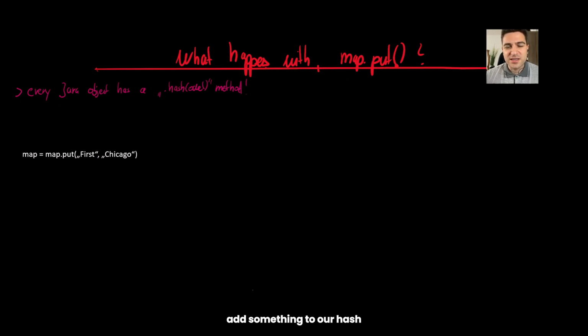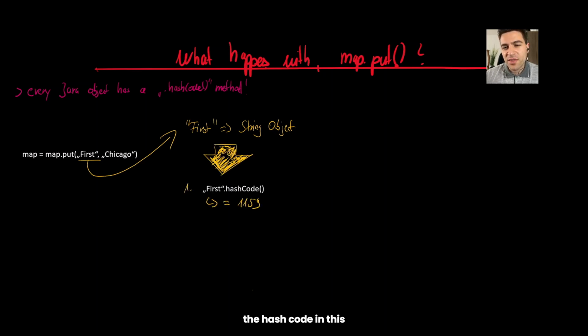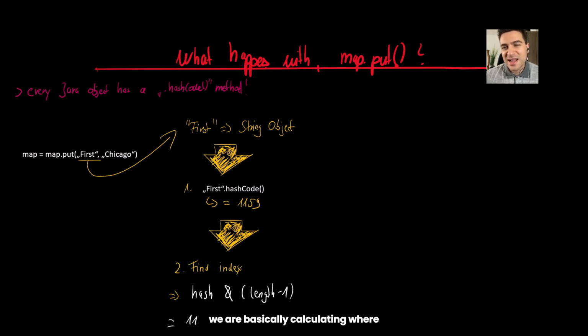So if we want to add something to our HashMap, we simply use the put method. In this case, we added the value Chicago with the key first. So now, how are we using the hash code? Basically, we take the key and we use the hash code. The hash code in this example is 1159. And out of the hash code, we are calculating where to put it in our HashMap bucket. We use something like a modulo operator here. However, since we are always on a power of 2, we can also use the bitwise operator here. So we take our hash and then we use the bitwise operator with 16 minus 1, because the length of our buckets is 16.